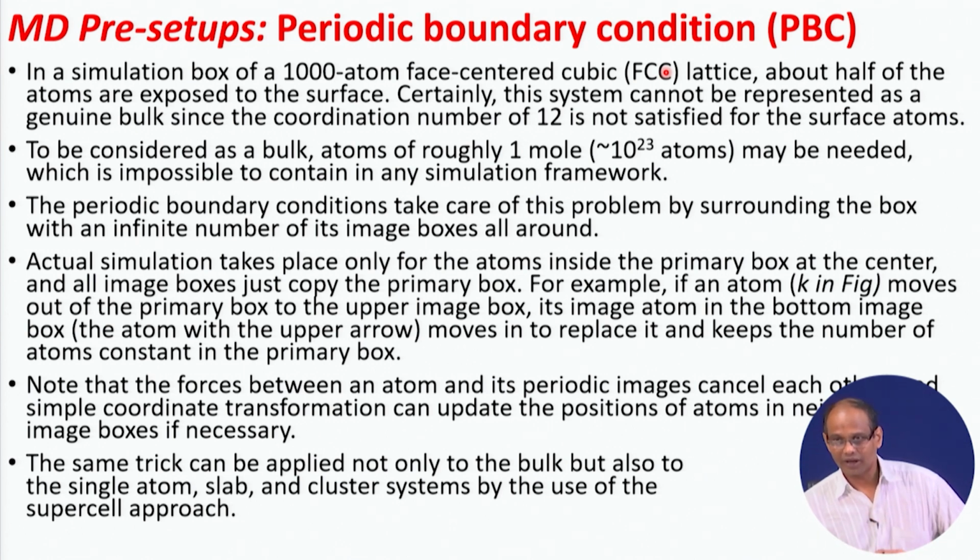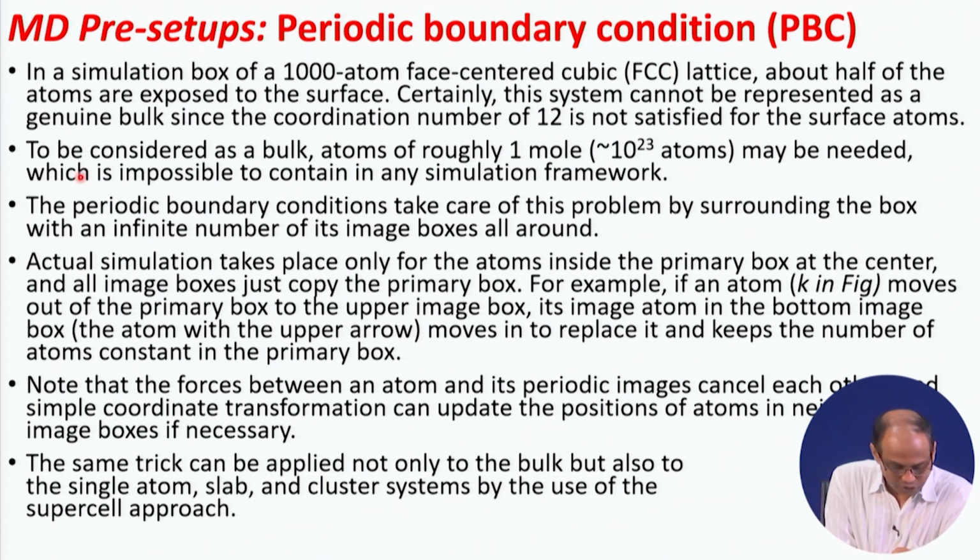If we just take a box and all. Okay, so to be considered as a bulk, you need roughly 1 mole of atoms. So in order to consider a bulk, you need to have a large number of atoms, so that the number of atoms inside is more than the number of atoms on the surface. Okay, so in that case you may need maybe 1 Avogadro number of atoms, which is kind of impossible to deal with. Okay, so how to tackle this problem? In order to tackle this problem, we use what is called the periodic boundary condition.